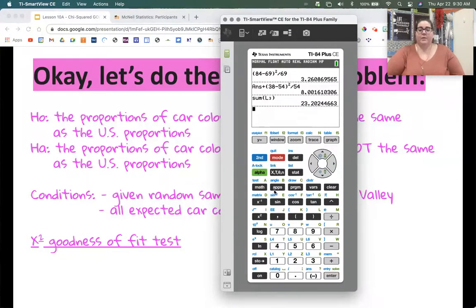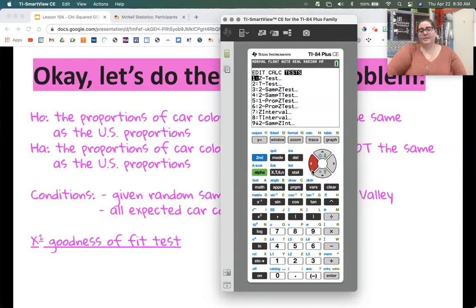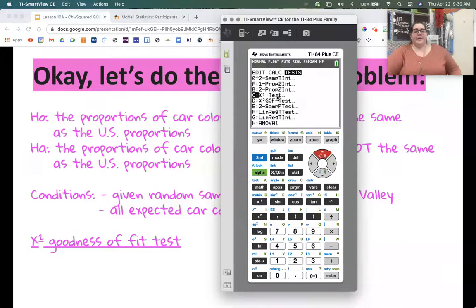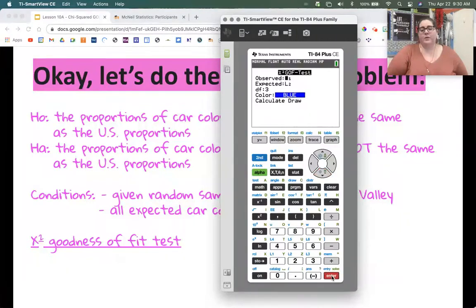Okay. I'm going to quit back to the home screen, clear, and go to stat tests. I like to scroll up because the chi-squared options are on the very bottom. There is chi-squared test and there's chi-squared GOF test. We right now are doing a goodness of fit test, GOF. If you have an older calculator, that option won't be there. There will only be chi-squared test, and that one will not work for this type of problem. The regular chi-squared test only works for the other two types that we're going to learn about in the next lesson. But if you have the newer calculator, we're going to do GOF tests.